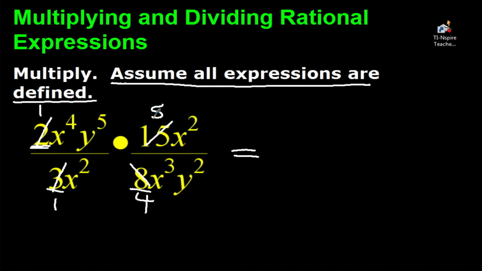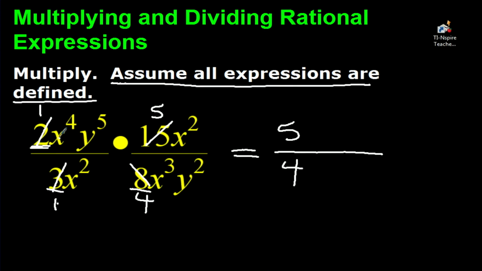So now if I multiply the coefficients, I have 1 times 5, which gives me 5 on top. And on the bottom I have 1 times 4, which gives me 4. Now notice the 5 and the 4 cannot be reduced any further. So I'm okay with the coefficients. Now I need to come back and concentrate on the variables.